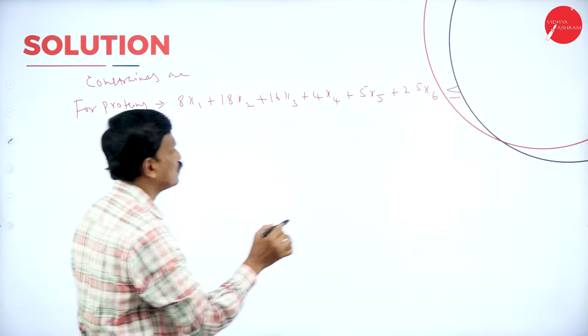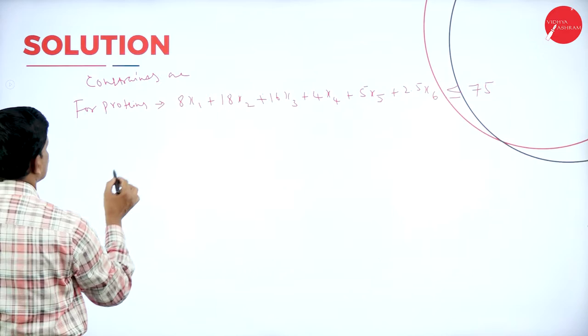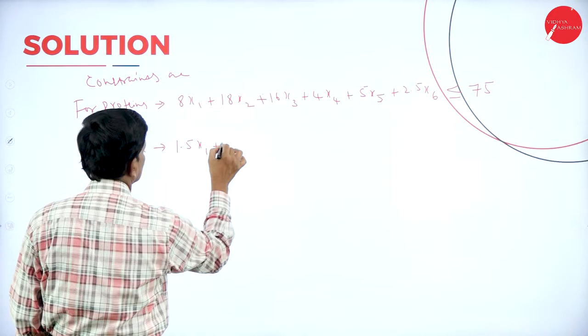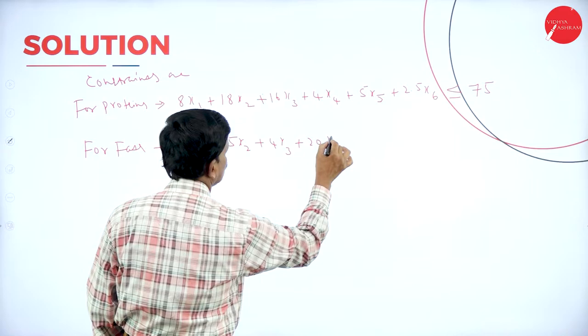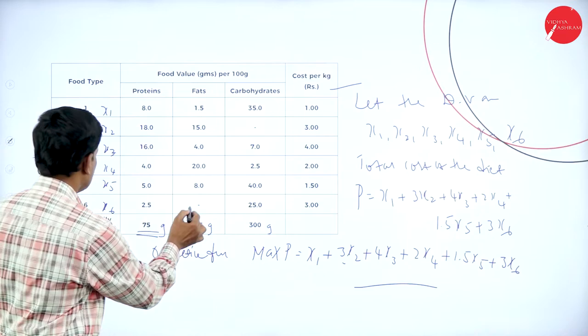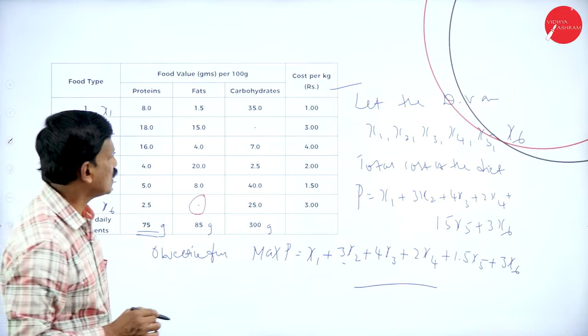Similarly, for fats, how to write? 1.5x1 plus 15x2 plus 4x3 plus 20x4 plus 8x5. For x6 it is not there, so 0, and the maximum availability is 85 grams. So that is less than or equal to 85.